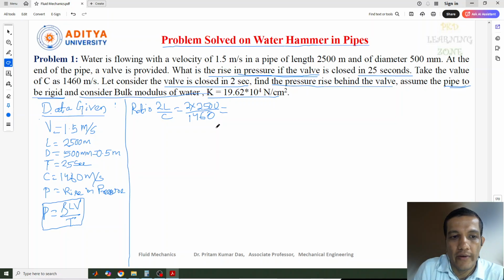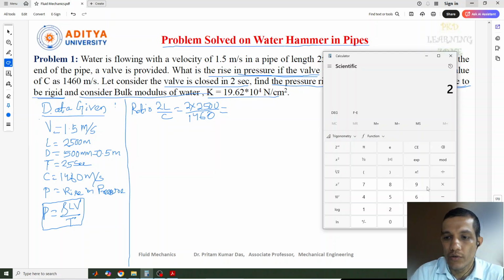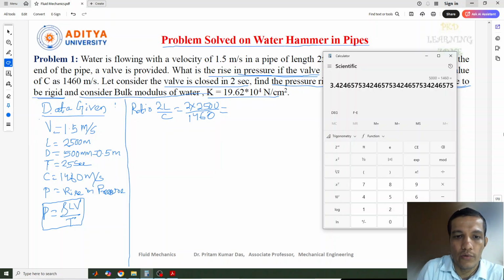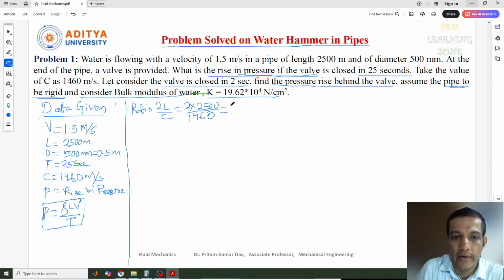So finally we can get the value. Let's solve it here. 2 into 2500 divided by 1460. So here we can write 3.42. Okay, so this is the time taken. This is the time taken.